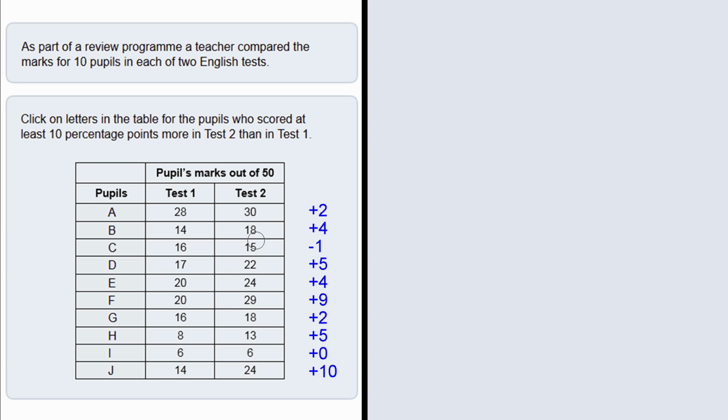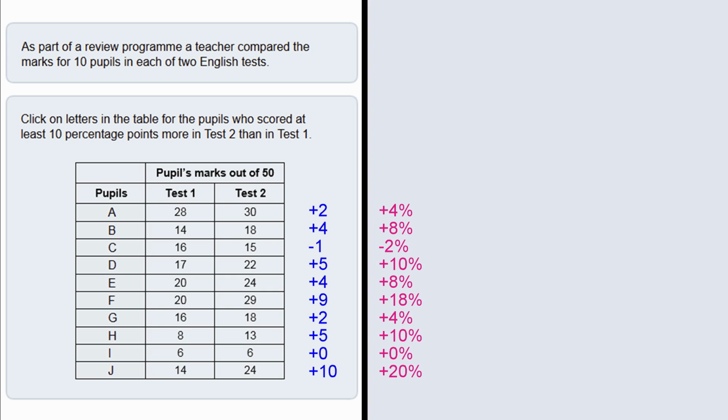So going back to pupil A, there's a difference of 2, but remember, this is a difference of 2 out of 50. So as a percentage, that's going to be 4 out of 100, 4%. And we're looking for all the numbers that are greater than or equal to 10. So all we need to do is actually double out the differences that we have here to get the percentage point difference. So from A we would have 4, B we would have 8, C we would have -2, D would have 10, E would have 8, F 18, G 4, H 10, I 0, and J 20.